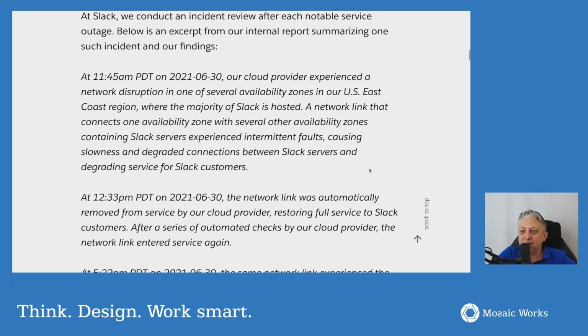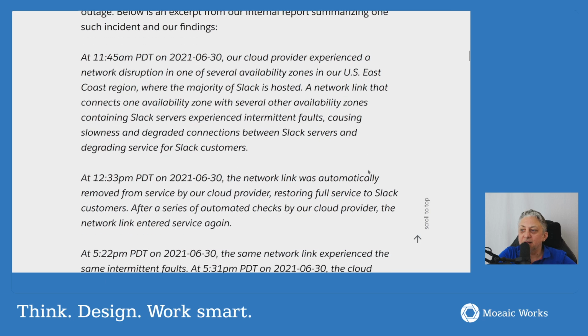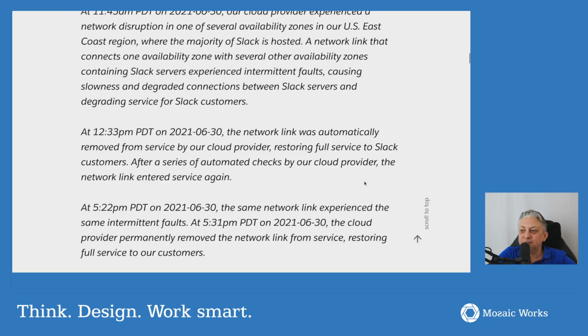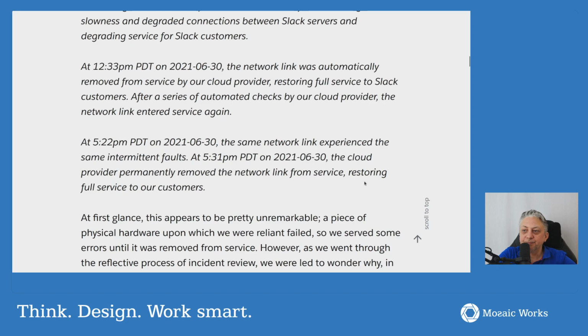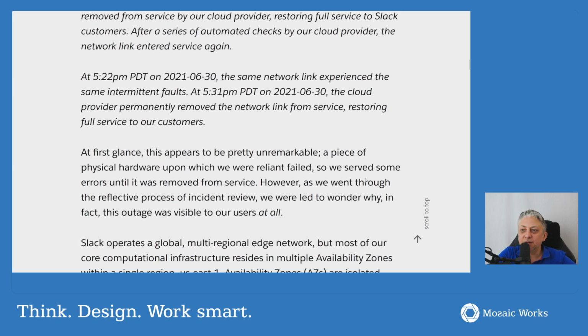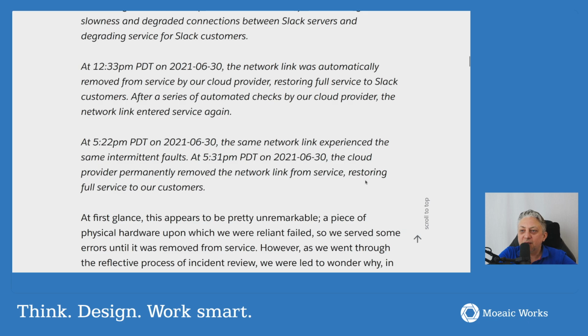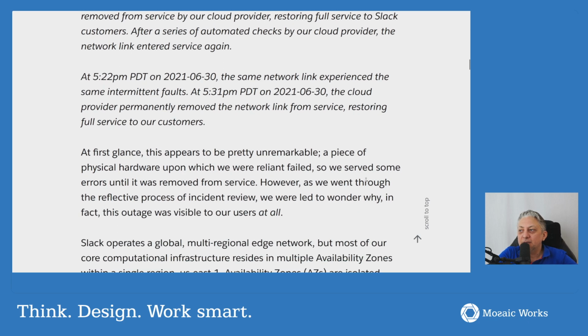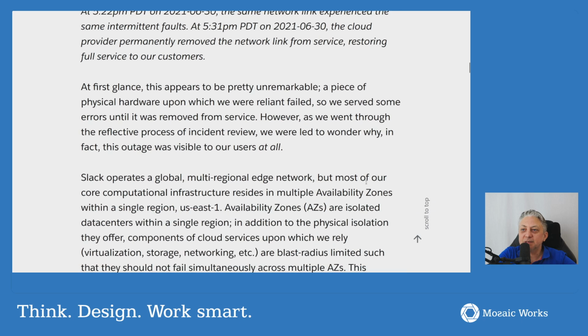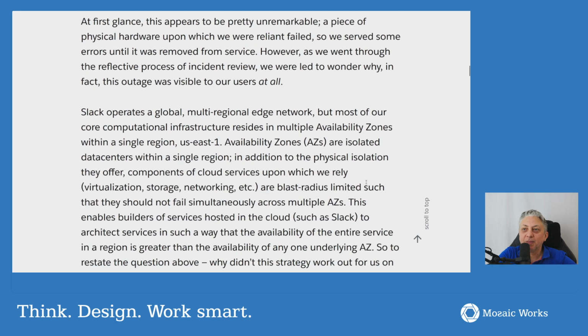At 12:33, so this was 48 minutes later, the network link was automatically removed from service by our cloud provider, restoring full service to Slack customers. After a series of automatic checks by our cloud provider, the network link enters service again. At 5:22, so about 5 hours later, the same network link experienced the same intermittent fault. At 5:31, the cloud provider permanently removed the network link from service, restoring full service to our customers.